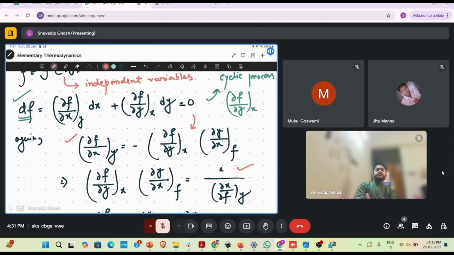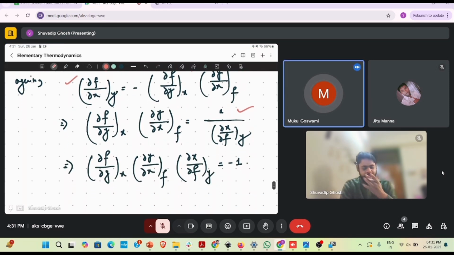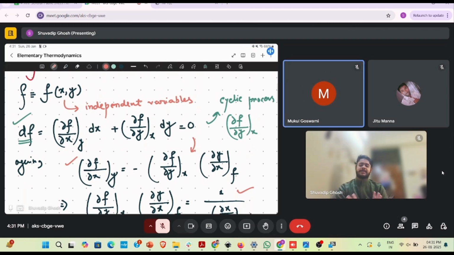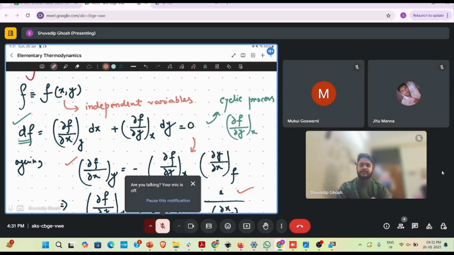And this is valid when we are considering a cyclic process. That's why it's called a cyclic rule. Otherwise, it will not be valid. This is a cyclic process, so the df is 0. Obviously, in a cyclic process, you can think like that, na? Yes. You have to make the df 0. It is in fact very small, so that it will be 0.